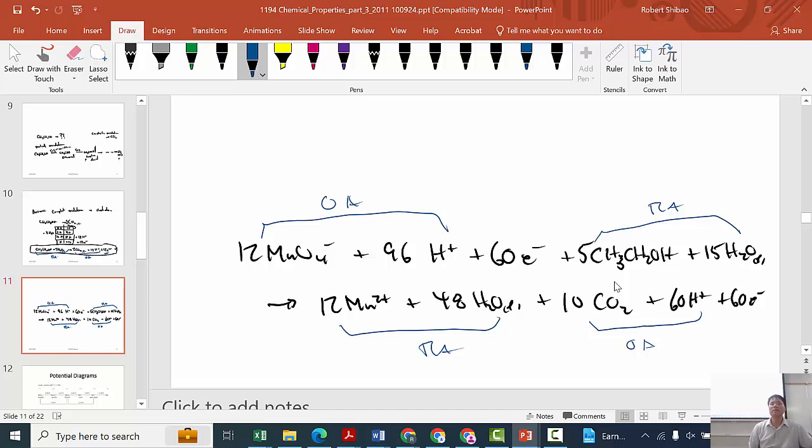The problem is that not all these are on the chart. And so we're going to have to use experience to dictate it. What's a stronger oxidizer, permanganate in acid or carbon dioxide? In other words, in acid, so we'll get rid of the acid. What's a stronger oxidizer, permanganate or carbon dioxide? If you inhale carbon dioxide, are you going to get much damage to your throat and lungs?